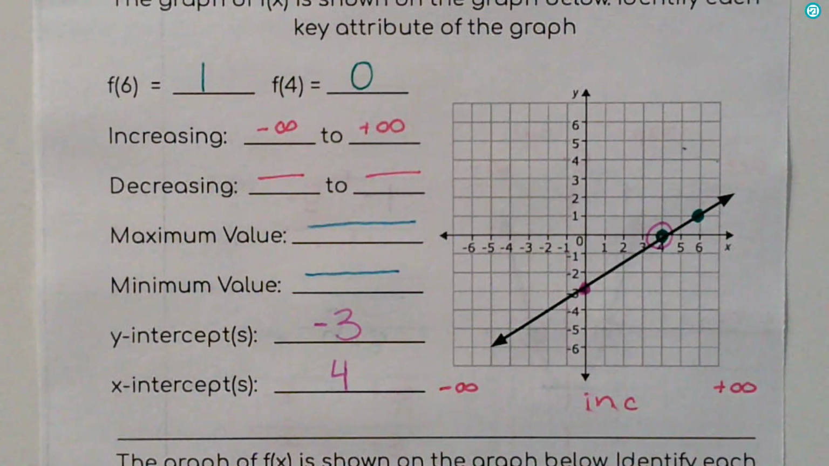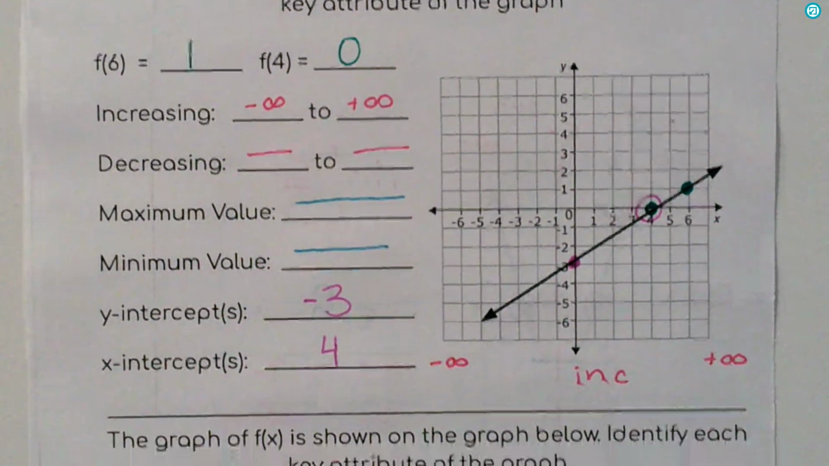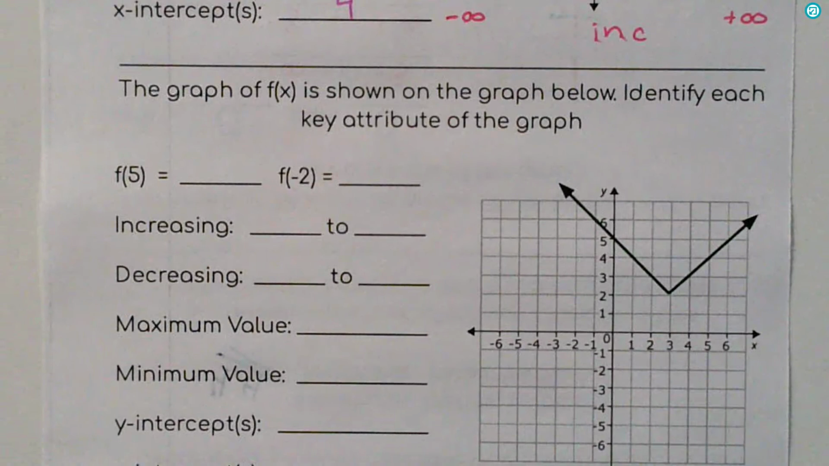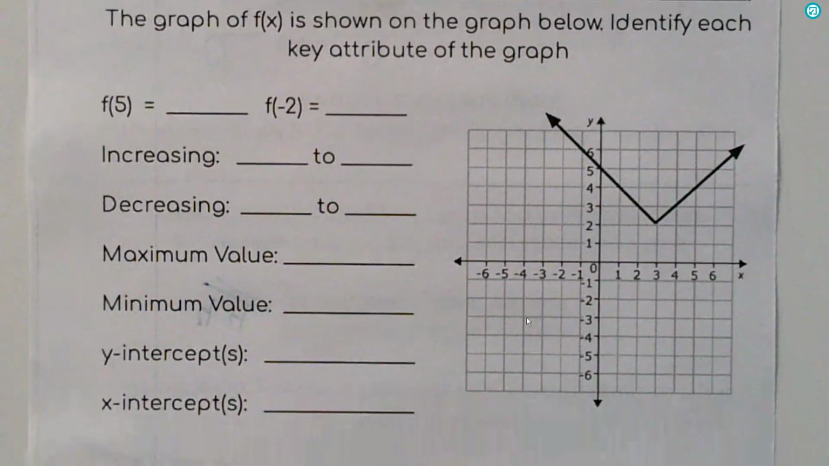Okay, then we've got one more to do. The graph of f of x is shown on the graph below. I don't know why I keep reading that. Identify each key attribute to the graph. So f of 5. So I'm going to go to where x equals 5. Actually, why don't you guys all go try to find f of 5 and f of -2, and then we'll check them together. Give you a chance to make sure that you know what's going on. So go do your evaluating.